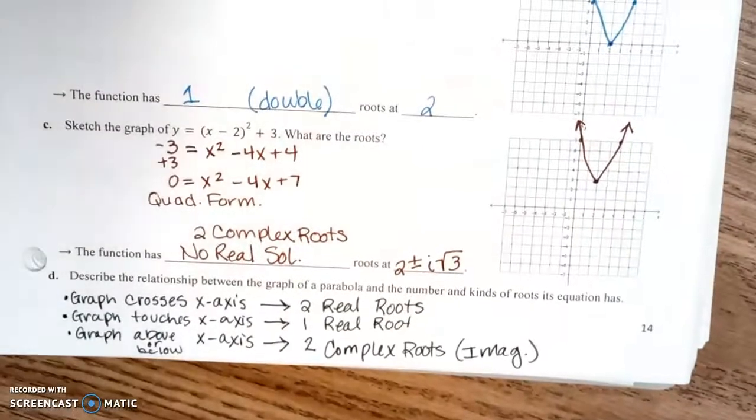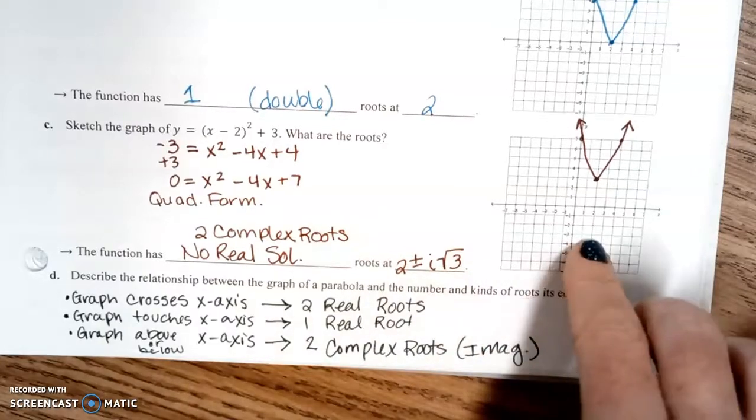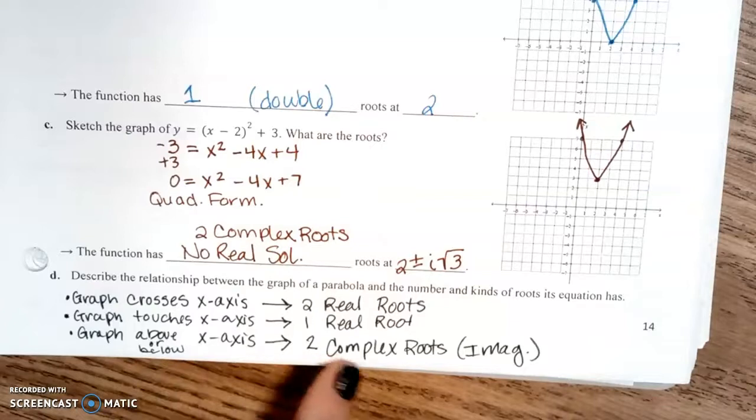So we're going to summarize this with part D. Describe the relationship between the graph of a parabola and the number and kinds of roots its equation has. So if the graph crosses the x-axis, it's going to have two real roots. If the graph just touches it, or what we call bounces off of it, it's going to have one real root. And if the graph is above, or like I said, down here and opens down, or below the x-axis, it's going to have two complex roots.